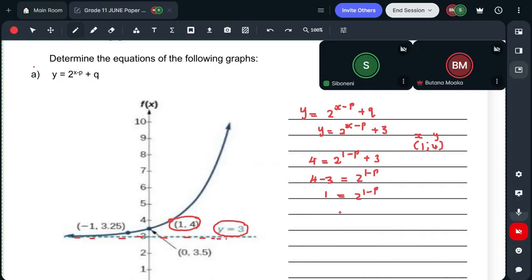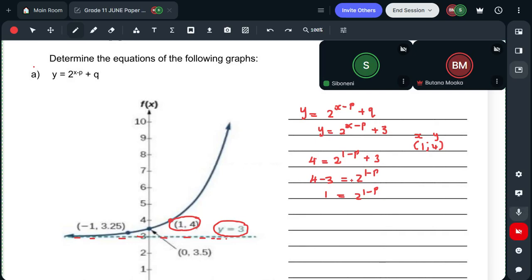So now I need to solve for p. Tell me, what should I do next? Wait, it's 1 plus p plus 3. Then it becomes 4 minus 3. Do you understand the steps that we did here? Why does it become minus p? Why is it becoming 1 minus p?